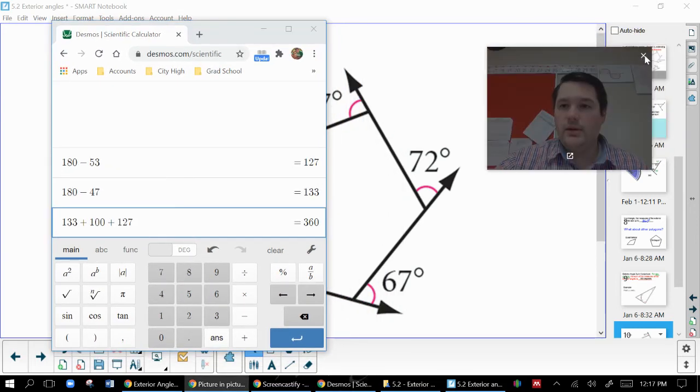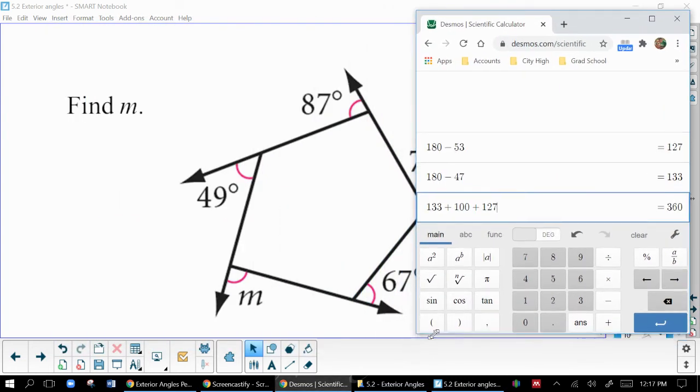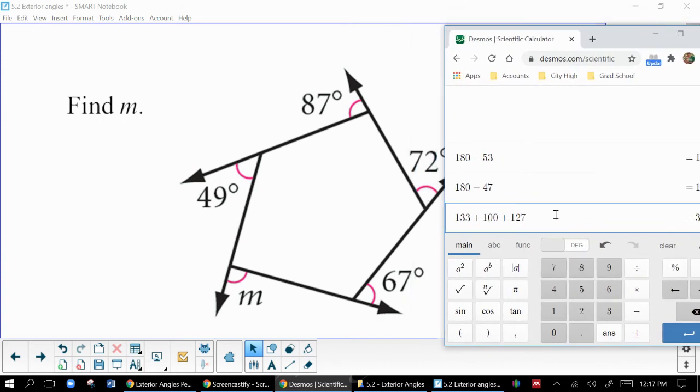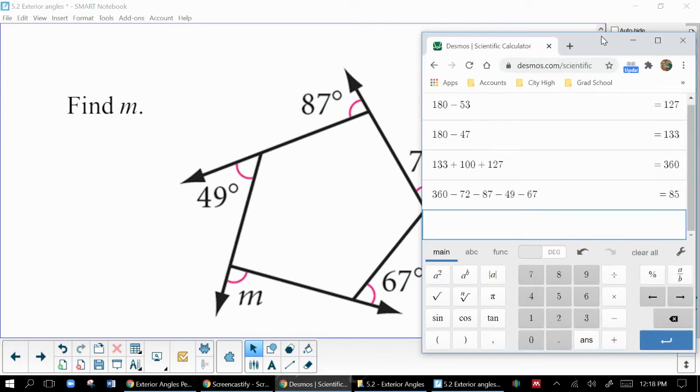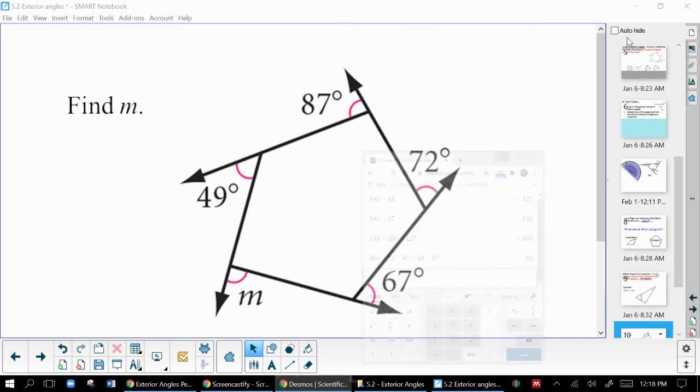I'm just going to close that. You don't need to see me anymore, do you? So I'm going to bring my calculator in here, and we will start subtracting. So we'll take our 360 degrees minus 72 minus 87 minus 49 and minus 67, and we'll hit enter and see what's left over. It's off the screen, but you get 85. So use a calculator. Don't do this all by hand, but there's something you can do, finding the missing angle.